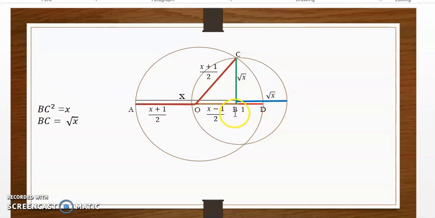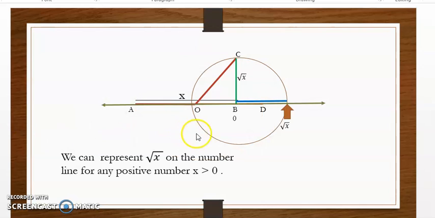So that is starting from B. Here I have made B the origin, the 0 mark. So from 0, if this length is root x, this point is root x. Just like, suppose x is 9, then root 9 is 3. So this length is 3 and this point is marked on the number line as 3. Okay, I hope I didn't confuse you on that.